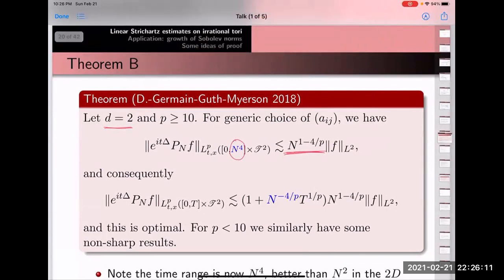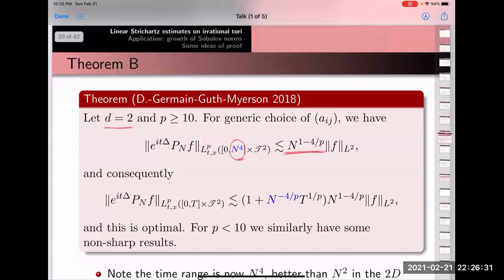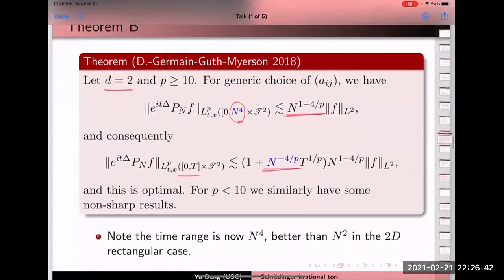Remember that if you have the square, so the rectangular torus, then this power would be, when d equals 2, the power 2d minus 2, which is 2. This result shows that in the case of a generic non-rectangular torus, you have an improved result where you have this n to the 4 instead of n to the 2, and consequently you have this bound on T with this factor. And for P less than 10, we have some non-sharp results that we're not going to show here, but again, these are improvements of the corresponding results for the rectangular torus.